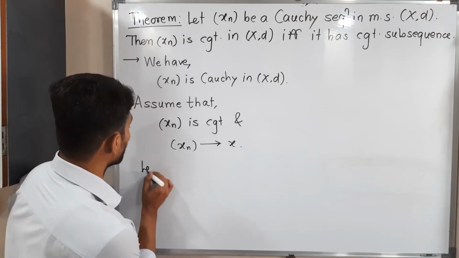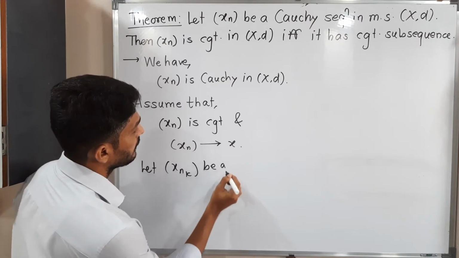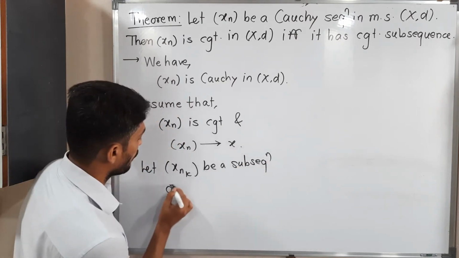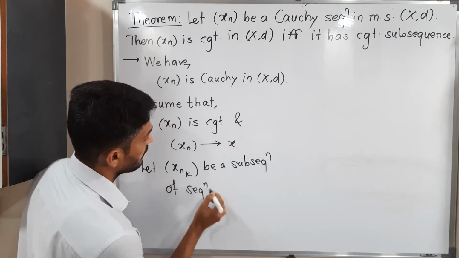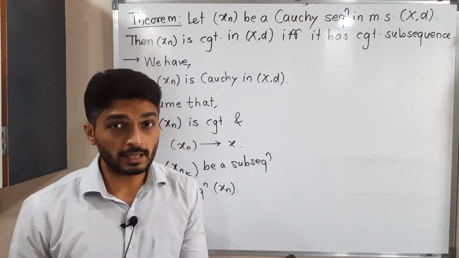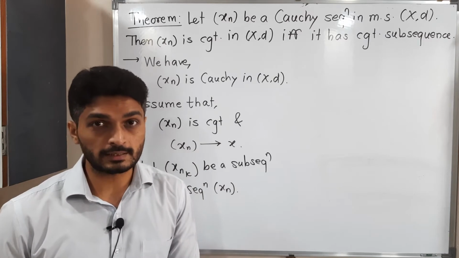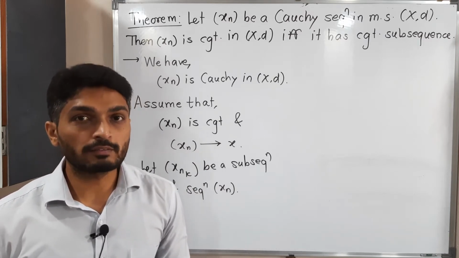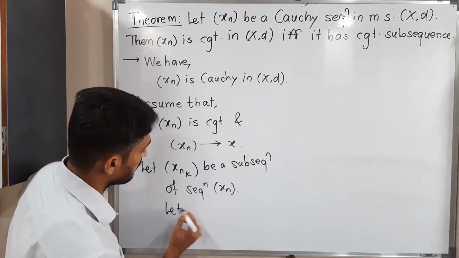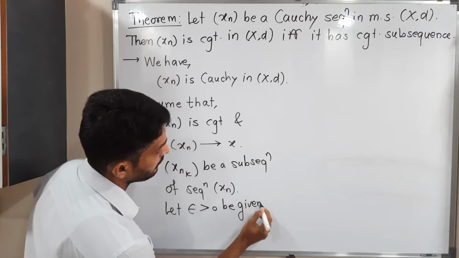So I am taking one subsequence. Let xnk be a subsequence of sequence xn. I have taken one subsequence of the original sequence xn. Now I am going to prove that this subsequence also converges to the same point x. Using the epsilon definition, we are going to do all these things. So let us take epsilon first. Let epsilon greater than 0 be given.